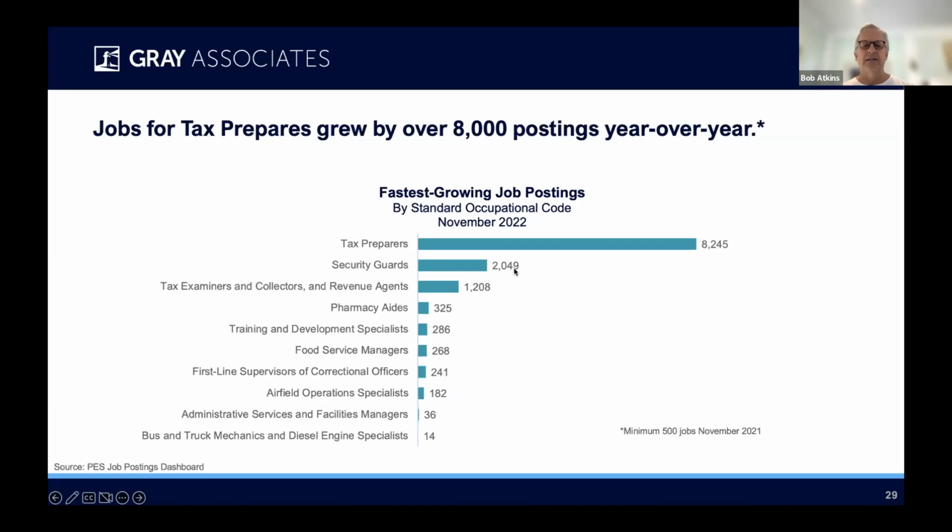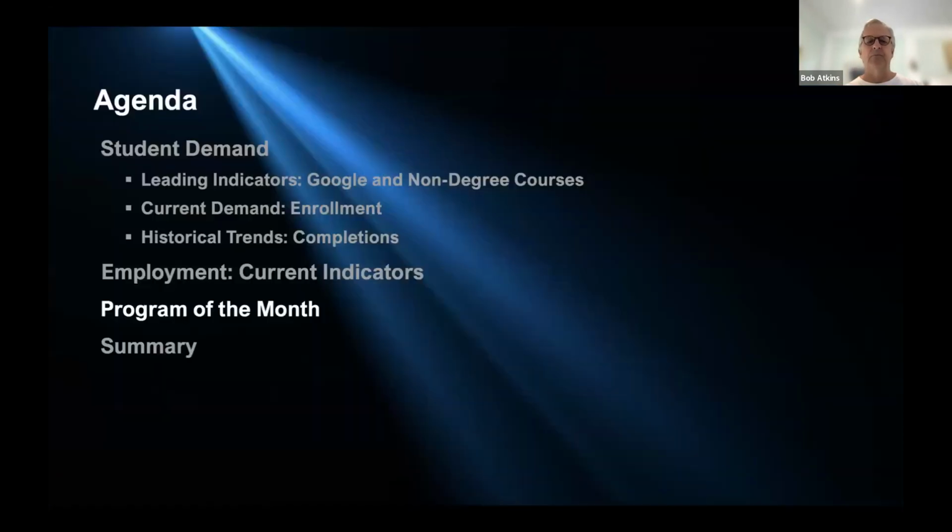And then again, it gets very eclectic: security guards, pharmacy aides, training and development specialists, food services managers, first line supervisors, advisors of correctional officers, airfield and operations, administrative support. Very eclectic group of things. But down here, a little bit of an uptick in bus and truck and diesel specialists month over month. And we're going to take a look at that in more depth in just a second.